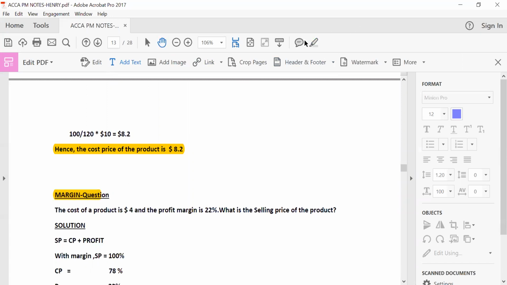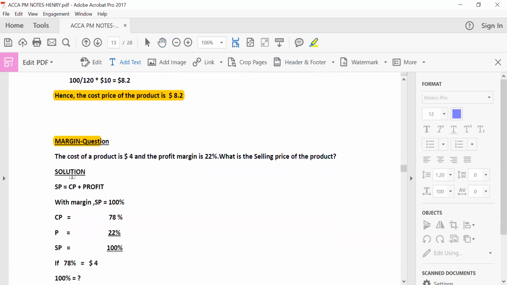So there's an example here which I have to talk about. The cost of a product is $4, and the profit margin, this time margin, not markup, is 22%. What is the selling price of the product? Let's go through it as quickly as possible. I have the cost price to be equal to $4, and they have indicated that the margin is 22%.